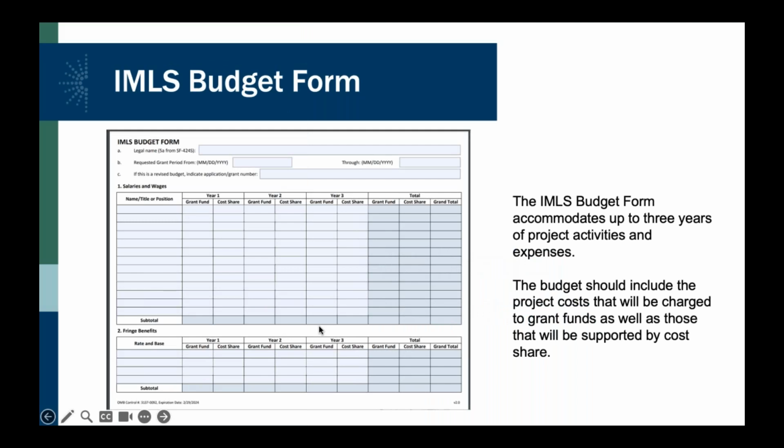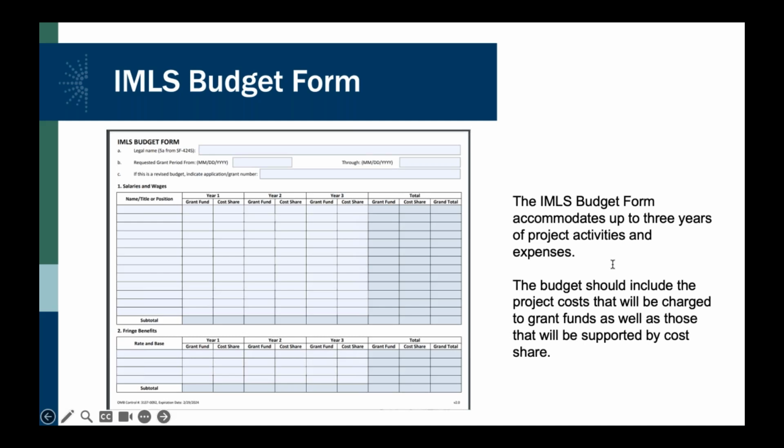An important component of your application is the budget. This is the part of the application where you specify all the costs associated with your proposed project. The budget consists of 2 required components: the IMLS budget form and the budget justification. The IMLS budget form, shown here, is a fillable PDF that accommodates up to 3 years of project activities and expenses. The budget should include the project costs that will be charged to grant funds, as well as those that will be supported by cost share.